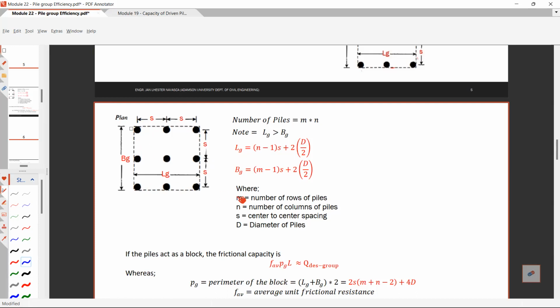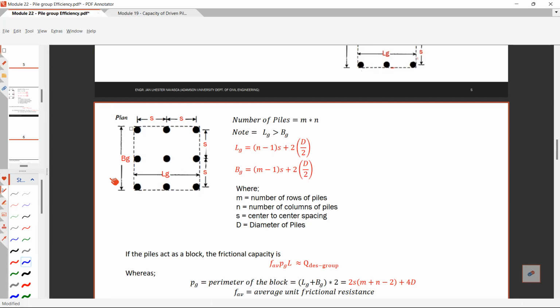You have 3 rows. Okay, yung 3 rows is yung bilang niya, okay, number of x-axis. Yan. You have 3 rows. And you have 1, 2, 3. You have 3 number of columns in piles. Okay. Again, you have 3 piles in a row. And you have 3 piles in a column. Okay. So that is the number of piles, okay, which is M by N. So take note that your L sub G should be greater than B sub G.